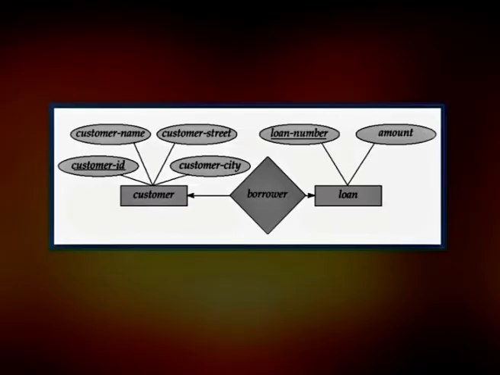Look at the figure for 1 to 1 representation now. This figure shows a customer can borrow at most one loan, and a loan can be given to at most one customer, and this one to one relationship is shown by drawing arrows on both customer and loan entities.